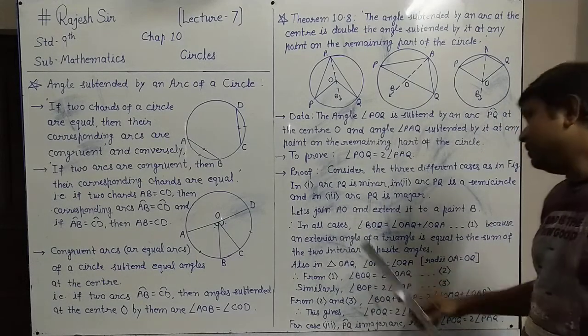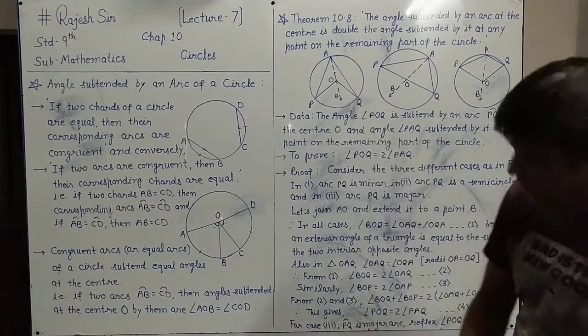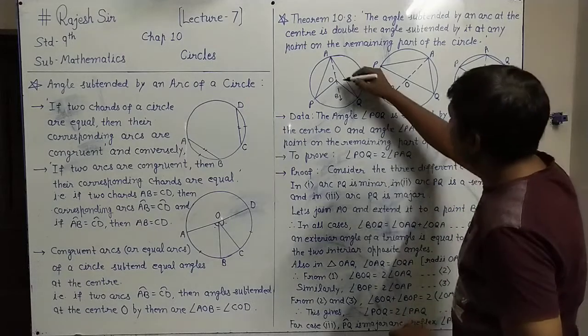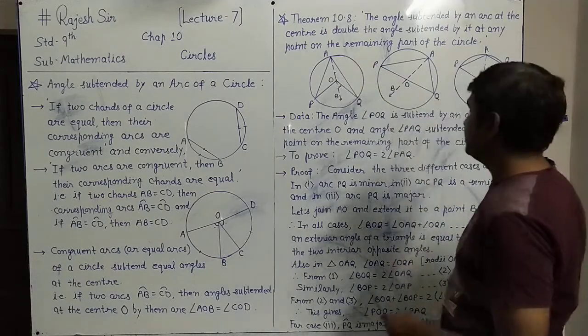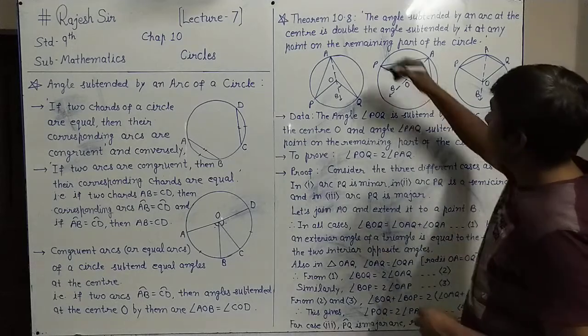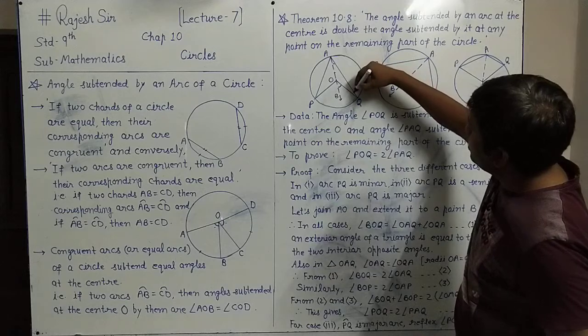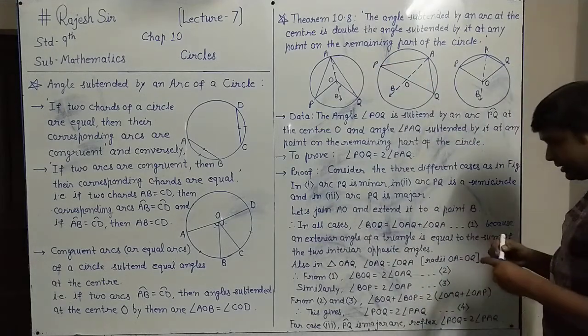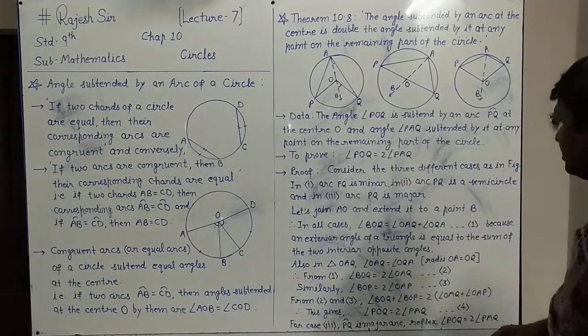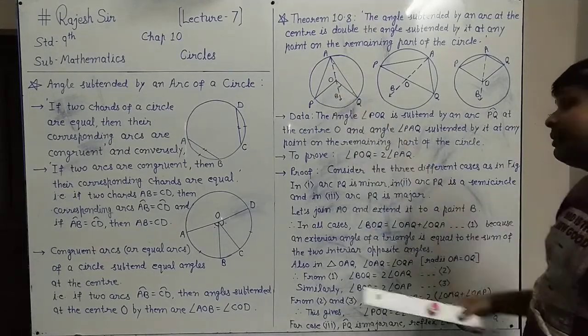In all the cases, angle BOQ, this angle, is equal to angle OAQ plus angle OQA. OAQ is this angle, plus OQA is this angle. We can write angle BOQ as the sum of these two angles. Why can we write this?